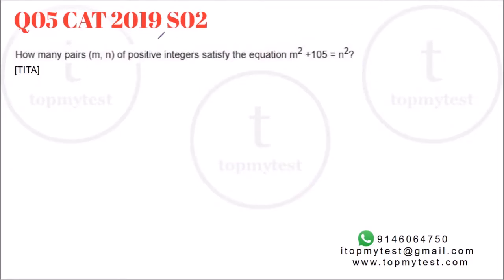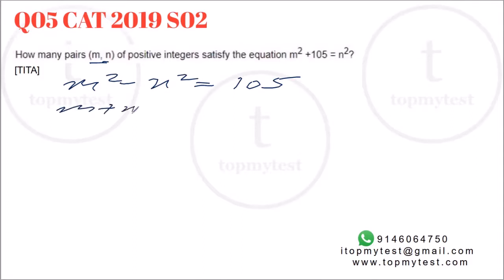The last question, which is from the previous CAT paper, CAT 2019, slot 2, says how many pairs of integers m and n satisfy this equation. Again, this is not a very difficult question. These type of questions come a lot. So we know m and n are integers. So if I rewrite this, you'll get m square minus n square equals 105. If I split this, it will be m plus n into m minus n. This will be equal to 105.